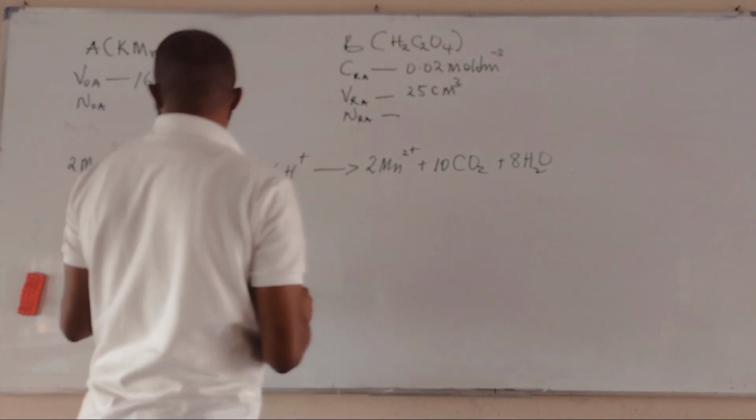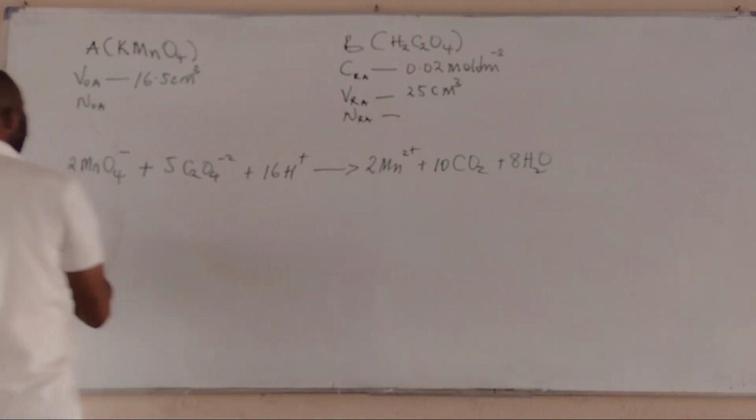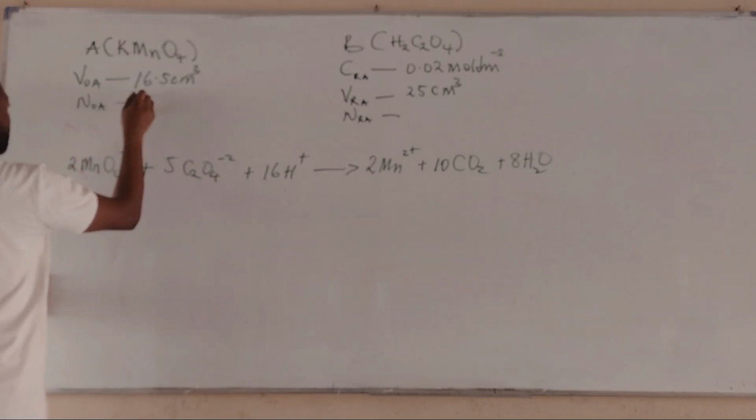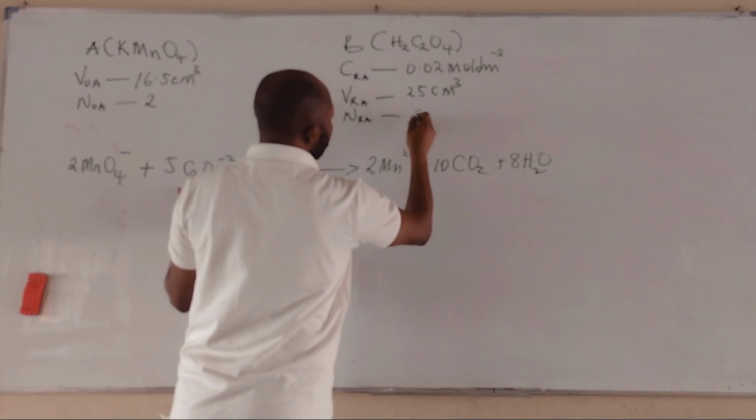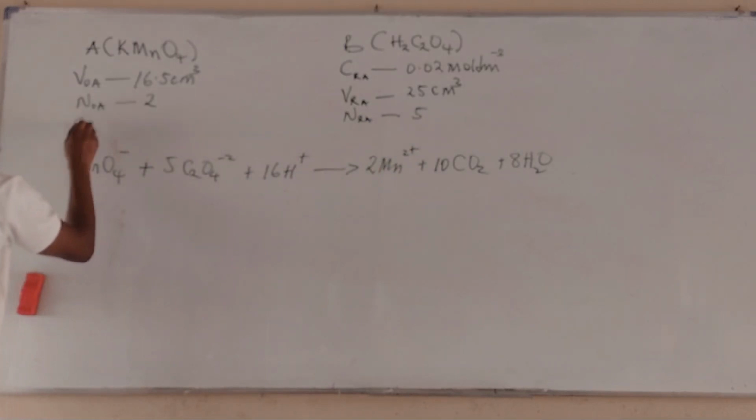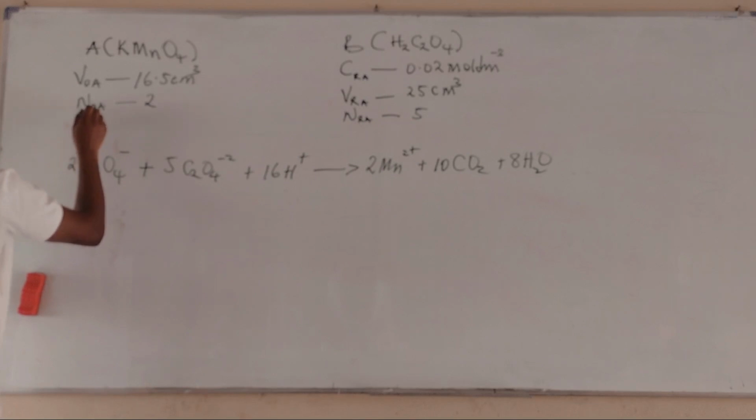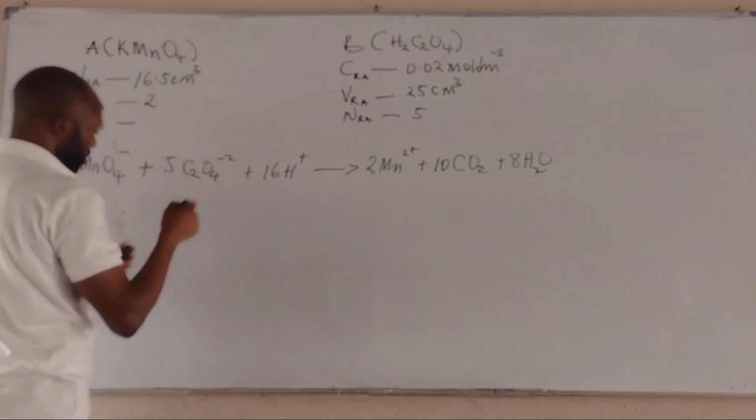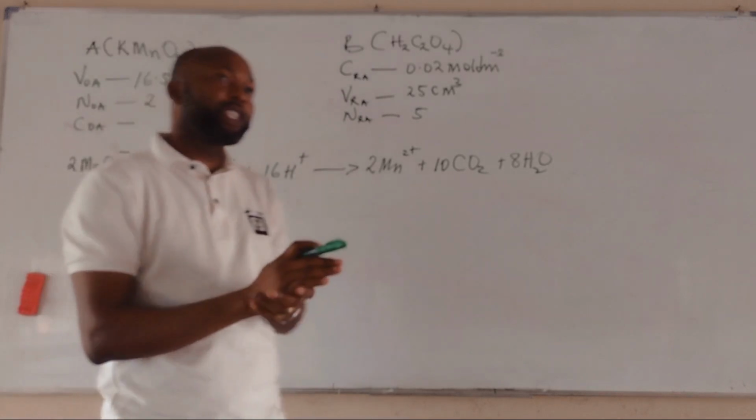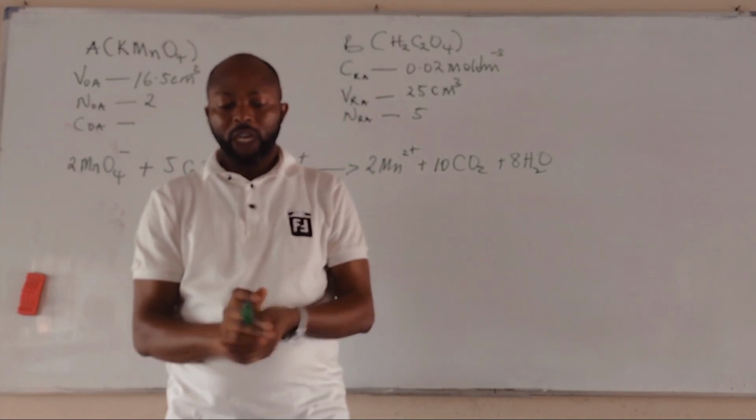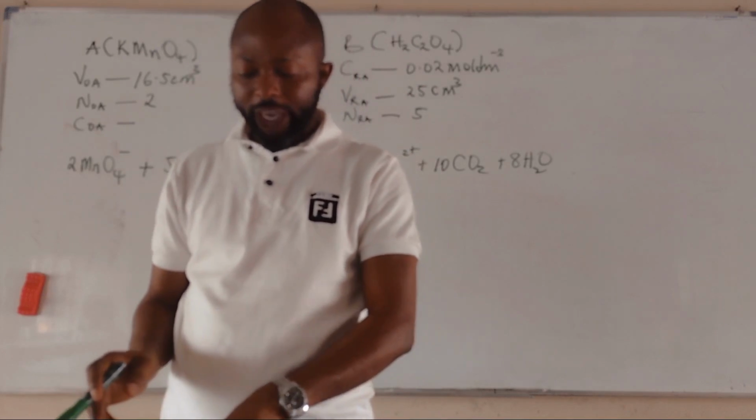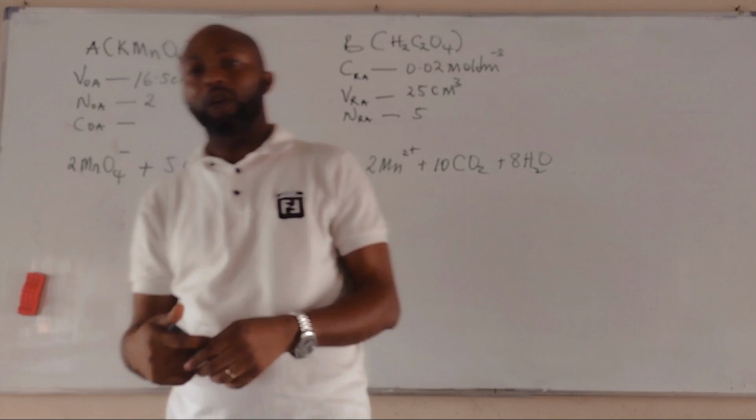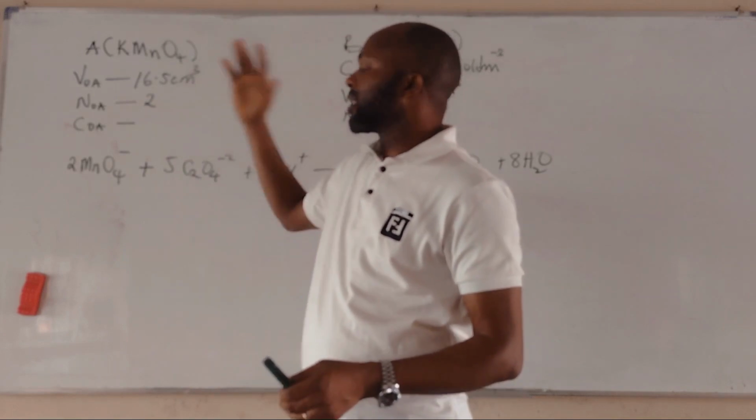From here, this is the oxidizing agent. We have 2 moles. For the reducing agent, we have 5. Now, the concentration of the oxidizing agent is what we don't know. So we've established that. The first question, A, asks us to calculate the concentration of solution A in mole per dm cube, which is the concentration of the oxidizing agent.